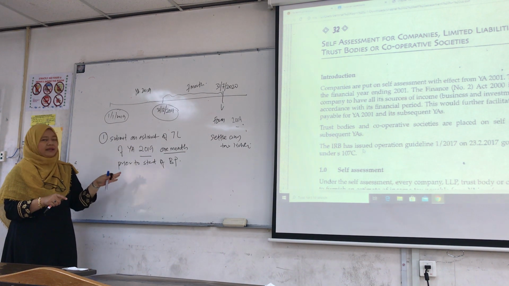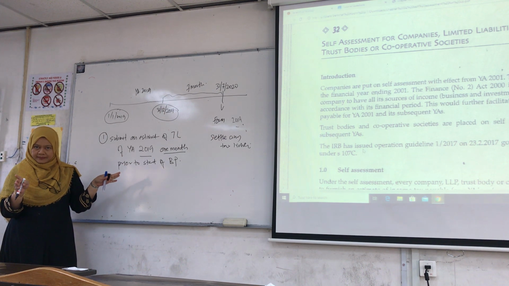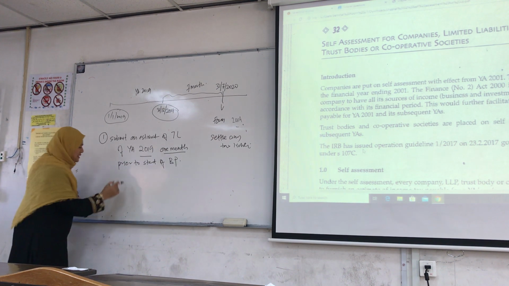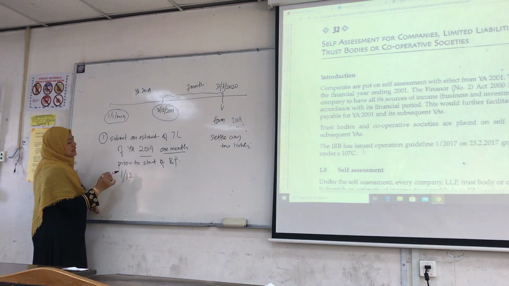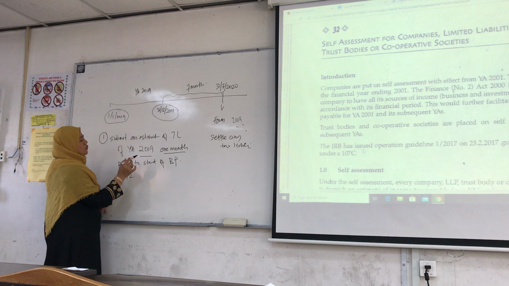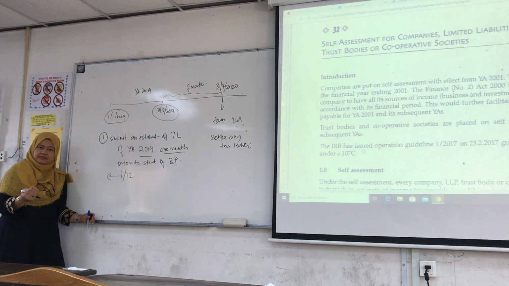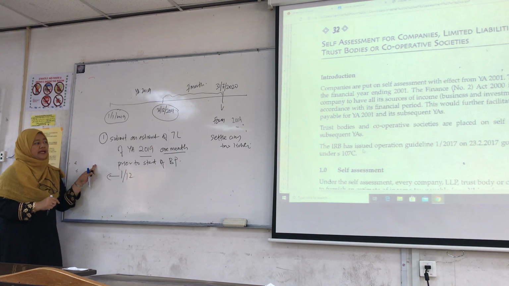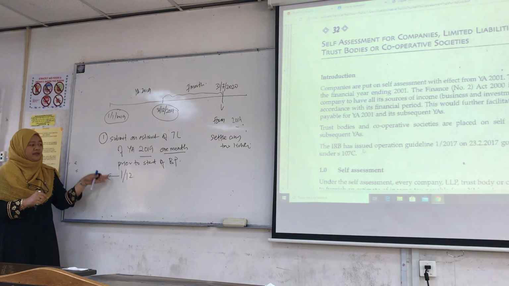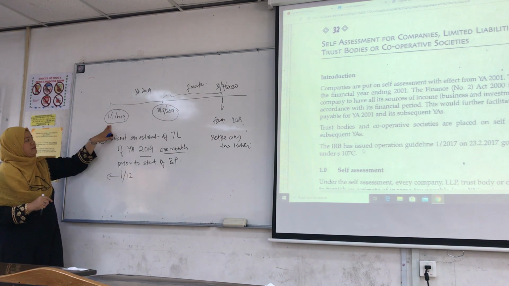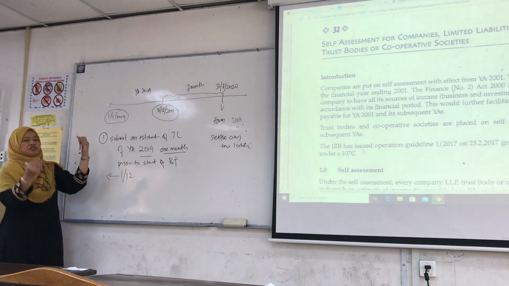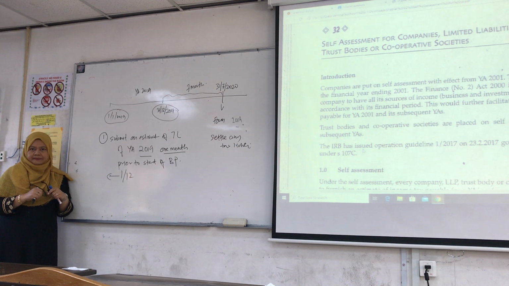So in this case, when is your 1 month? 1st of December. So when you say by, 1 month, it means that you can submit earlier than 1st of December. But can you submit after 1st December? No. Why? Submit later, penalty. And remember that penalty is a cost to the company. So the company has to comply with the first requirement, submit an estimate of tax liability 1 month prior to the start of the basis period. So if your basis period starts on 1st of January, you have to submit by 1st of December. Is that clear?